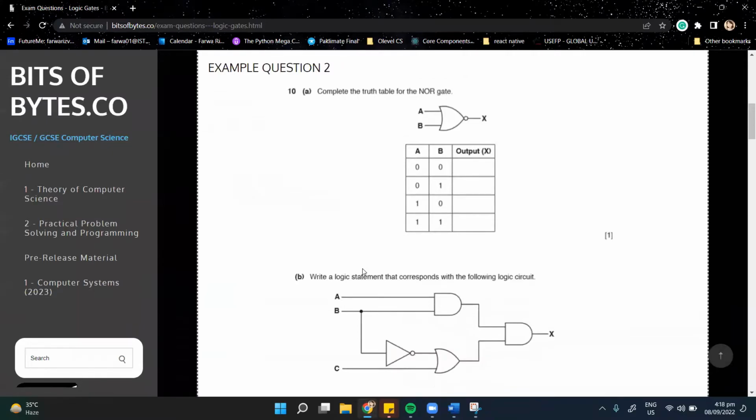Okay, so complete the truth table for the NOR gate. For the NOR gate. Yeah. NOR is, it is 0. Oh no, wait. Wait.